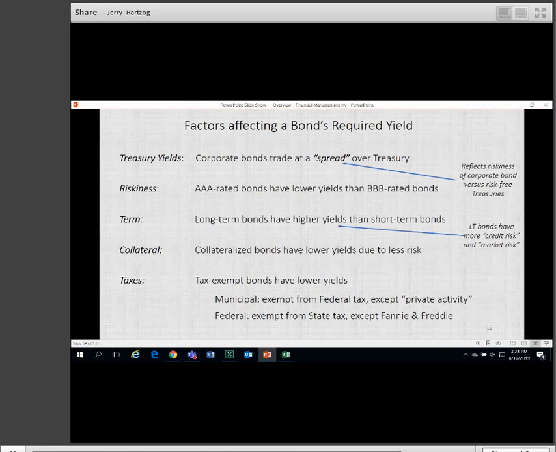Municipal bonds are exempt from federal tax. There is one exception, private activity bonds, which are the situation where a local government might, say, purchase land to help build a factory for a new company as an inducement for them to relocate. And in that case, it would be subject to the alternative minimum tax. Next, federal bonds are exempt from state tax, and that's true generally of all U.S. Treasury securities. However, Fannie and Freddie, the two government-sponsored agencies, their interest is not exempt.